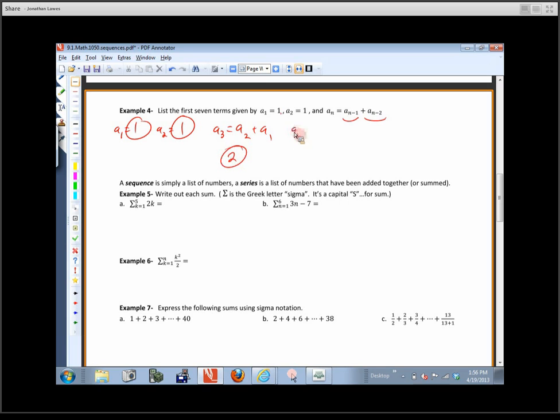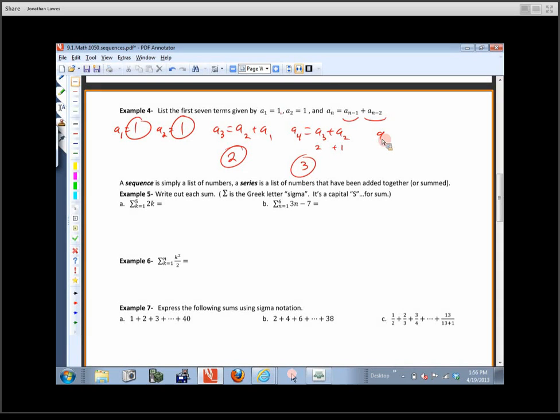If I want the fourth one, this notation means I need the one right before it. If this is the nth term, this is the n minus 1 term. So that's going to be the third term. If that's the nth term, this is the n minus 2 term. So that's going to be the second term. You with me there? Got it? So this is going to be, well, let's see. The third term was 2. This one was 1. So altogether that's 3.